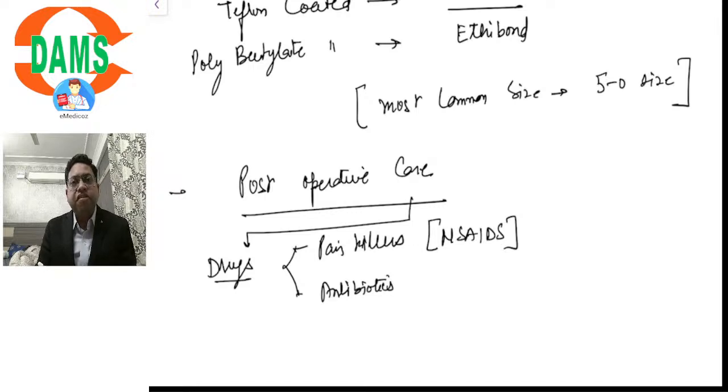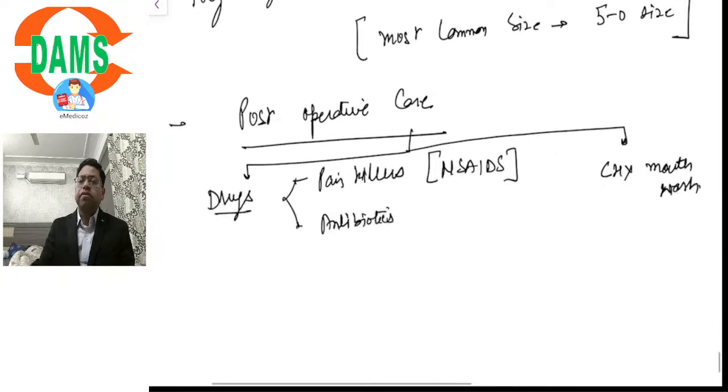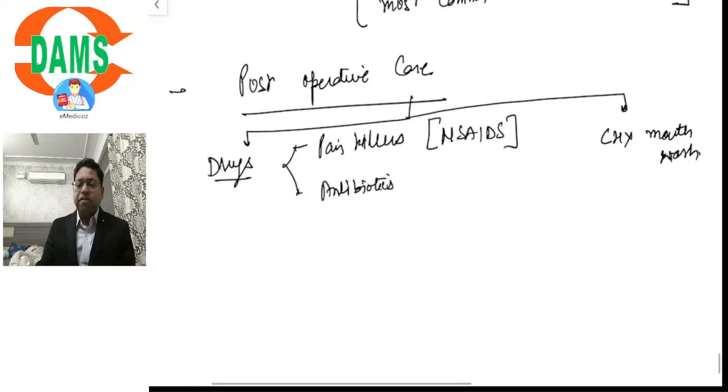Tetracycline group of antibiotics have the advantage that they promote bone formation. They are anti-resorptive. And then we give chlorhexidine mouthwash to the patient to take care of the infection. These are the different steps involved in periradicular surgical procedures.